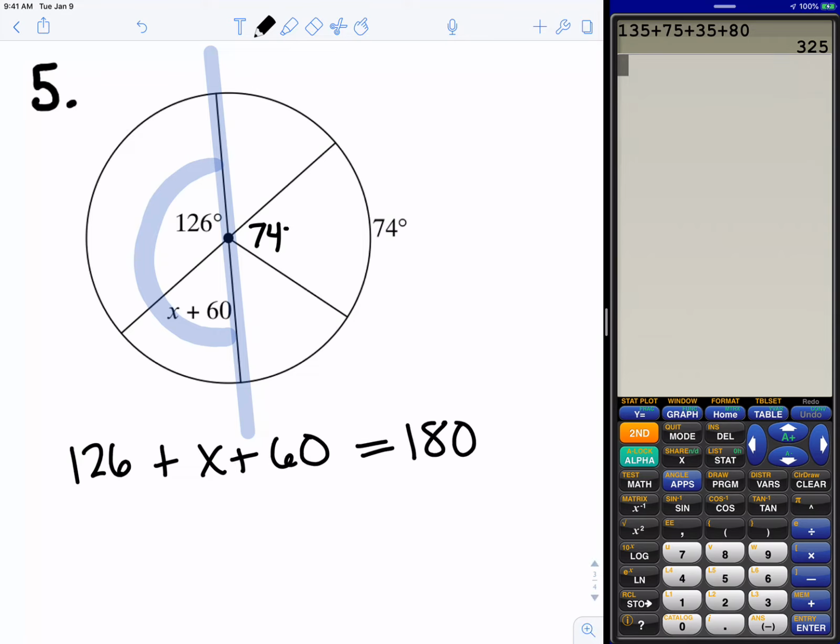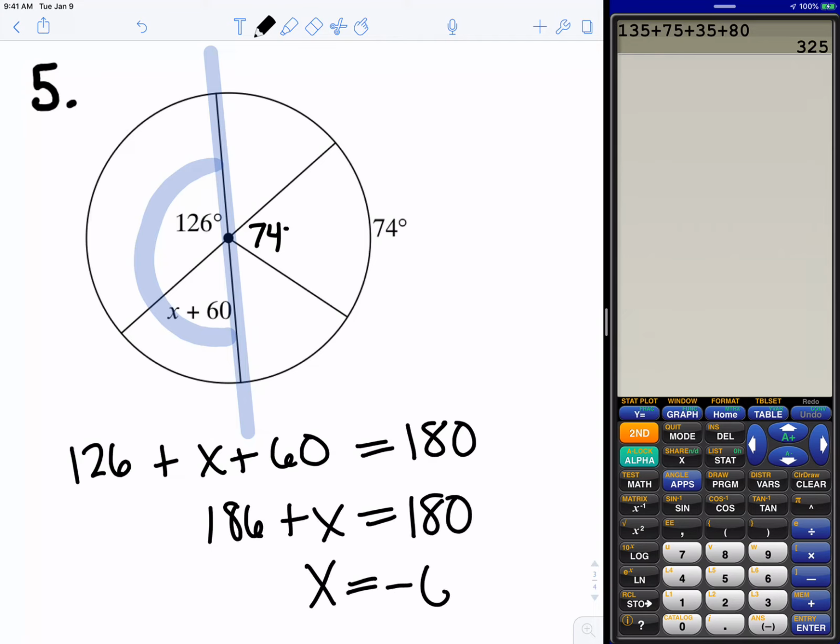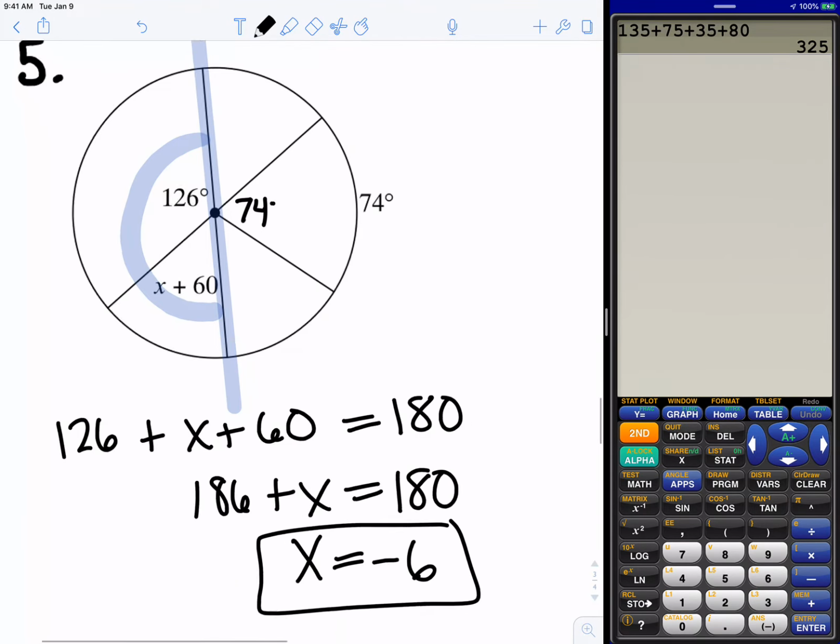Turns out I didn't even need the 74. I probably could have found a way to use it, but did not need that 74. Okay, like terms, that is 186 plus x equals 180. Subtract 186, x is negative 6. All right, let's look at the last problem now.